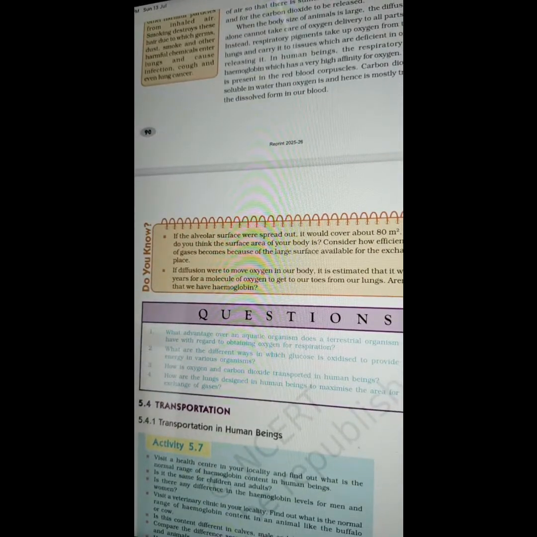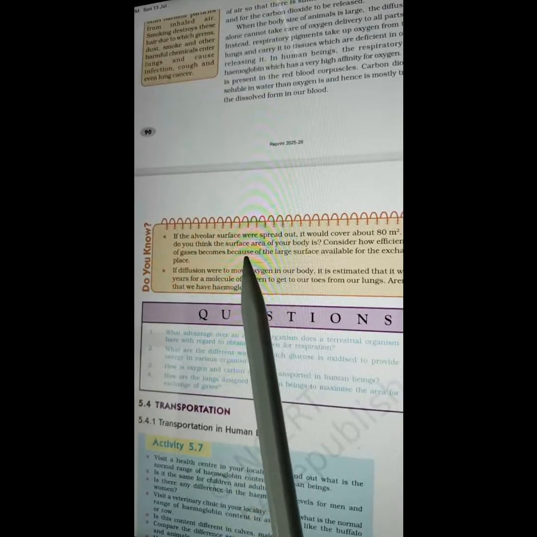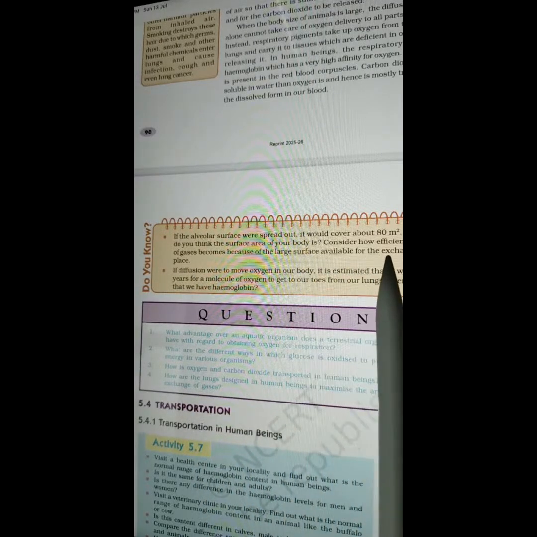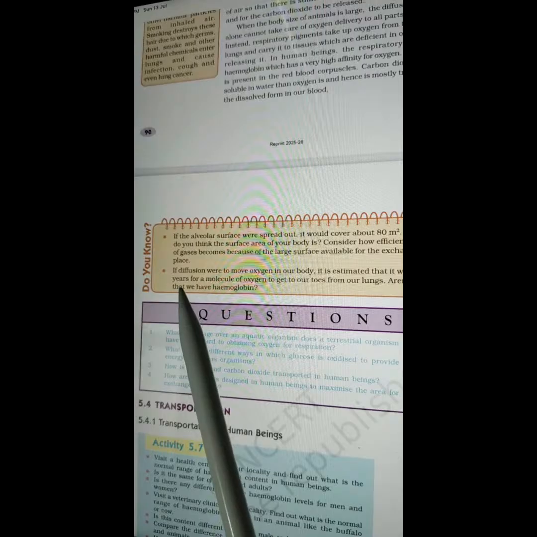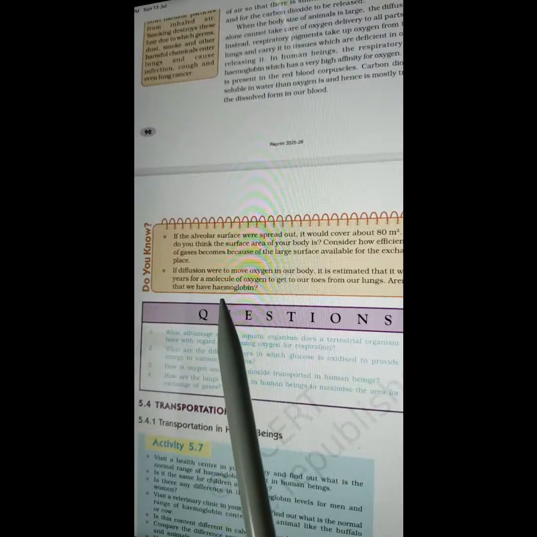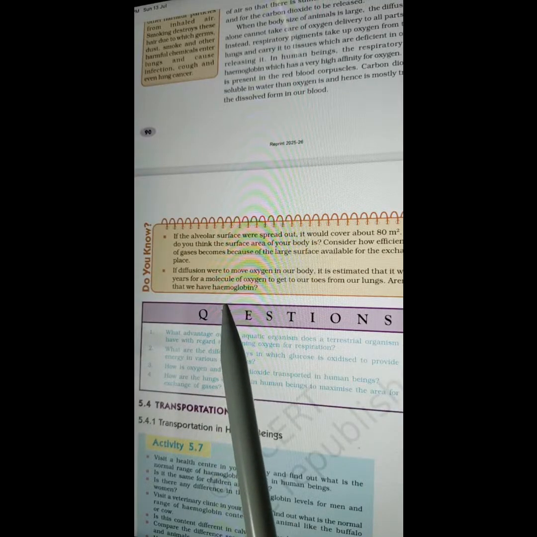Next page, do you know? If the alveolar surface were spread out, it would cover about 80 meters square. How much do you think the surface area of your body is? Consider how efficient exchange of gases becomes because of the large surface available for the exchange to take place. If diffusion were to move oxygen in our body, it is estimated that it would take 3 years for a molecule of oxygen to get to our toes from our lungs. Aren't you glad that we have hemoglobin?